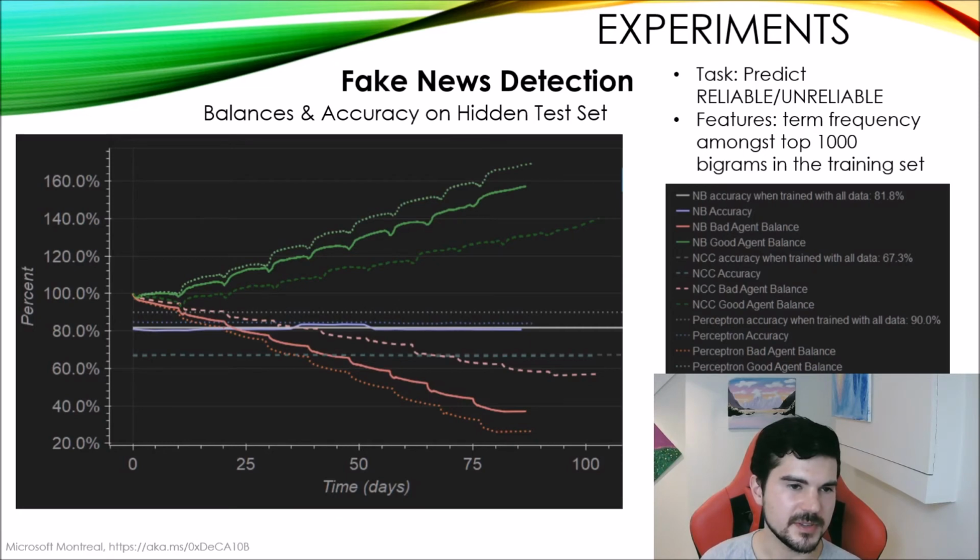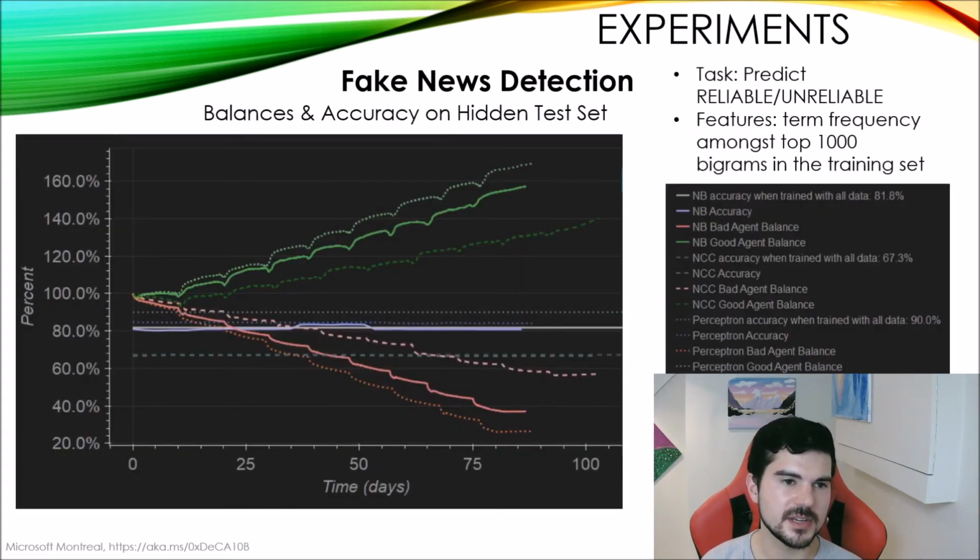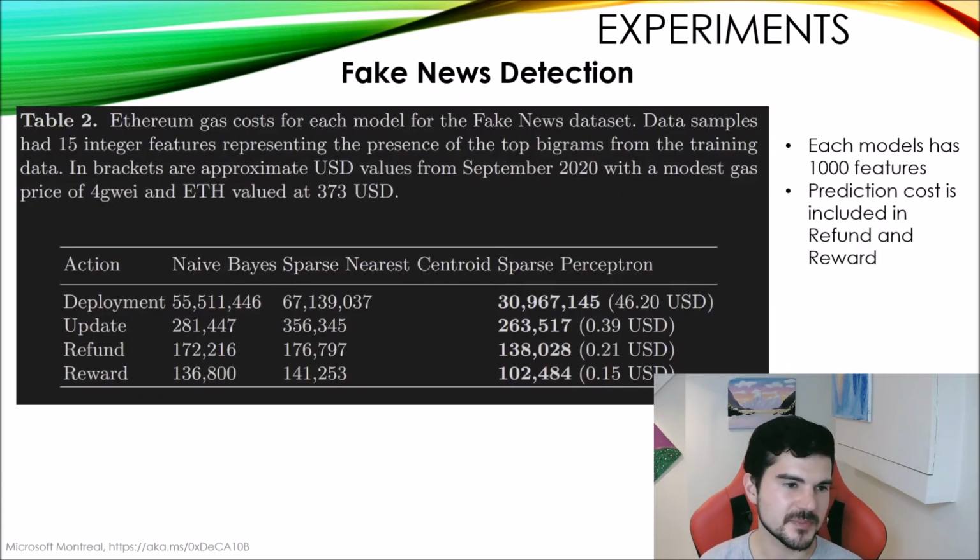So I'll talk a bit about the features for this data set. The features for this model were 1,000 features for the term frequency of the top 1,000 bigrams in the training set. When we're just checking gas costs, we're going to look at data samples that had 15 integers, and these are representing the occurrence of 15 bigrams that occur in those top 1,000 bigrams from the training set.